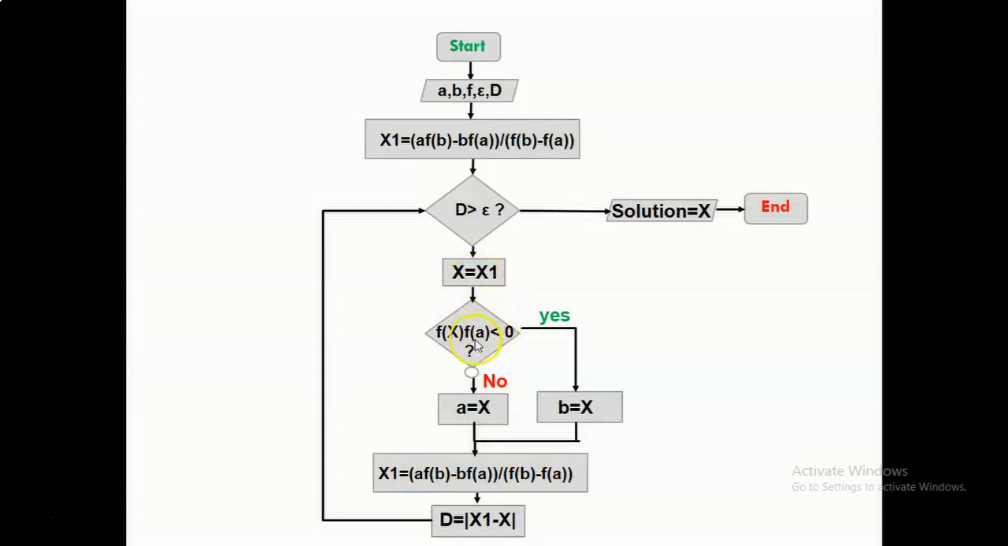Now we check if f of x times f of a is negative. If it is, then b equals x. If not, then a equals x. And then I calculate the x1, which is the solution now at the next step, at step 2. And then I calculate the absolute difference between x1 minus x, and I check if d is superior to epsilon. If so, I repeat the process again and again till d becomes inferior to epsilon, and then I print the solution and exit the program.